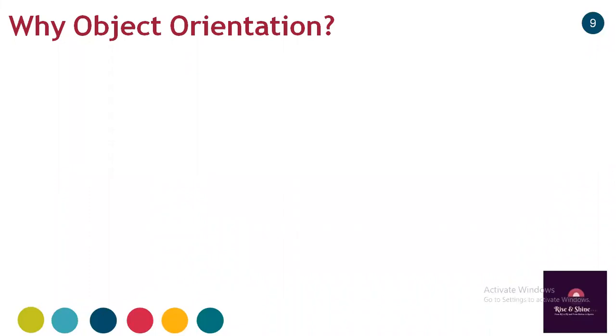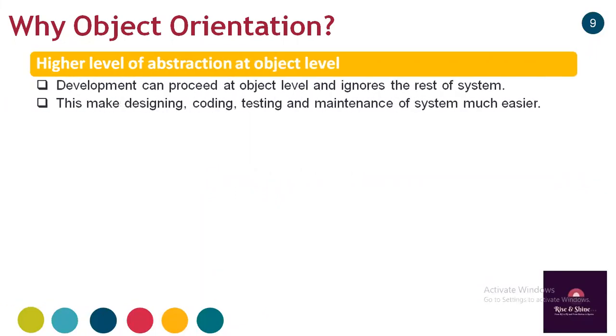So why do we go for this object-oriented software? First thing, a higher level of abstraction at the object level. So development can proceed at the object level, and we ignore the rest of the system. What do we mean by abstraction? Concentrating on things and neglecting other background details is called abstraction, the dictionary meaning. So here we are concentrating on just the object, or whatever system is designed, it is at the object level. This makes designing, coding, testing, and maintenance of the system much easier.